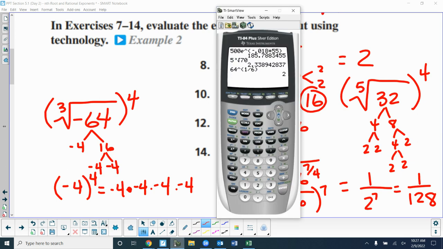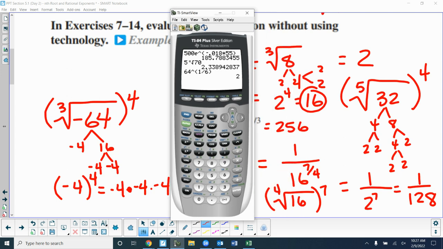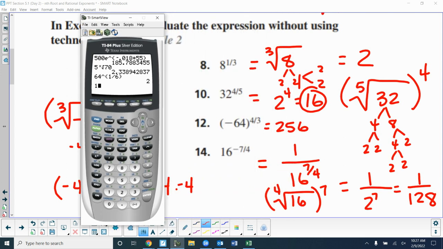All right? So if we put this in our calculator, 16 caret parenthesis, negative 7 divided by 4. It's going to give me a decimal. What did we say yesterday to change it to the fraction? Math, and then hit enter twice, right? There's our 1 over 128. Okay? Questions?